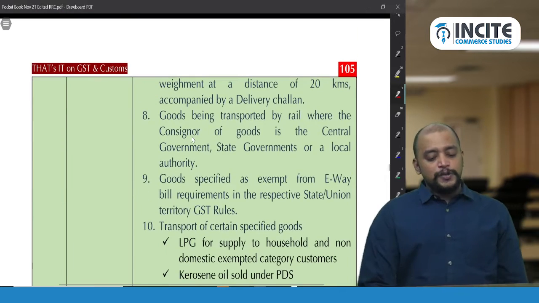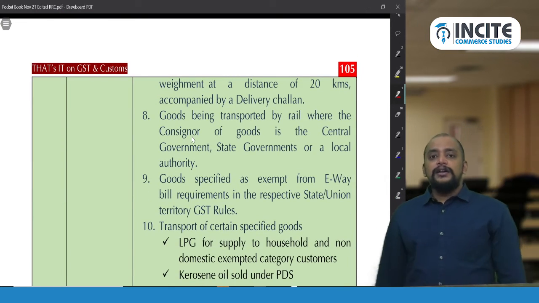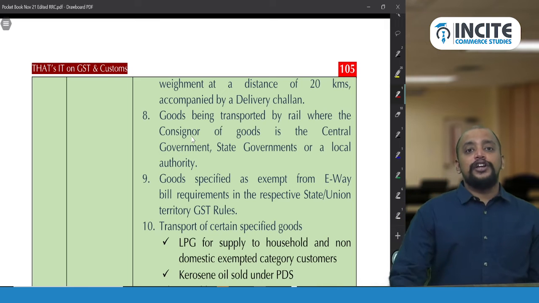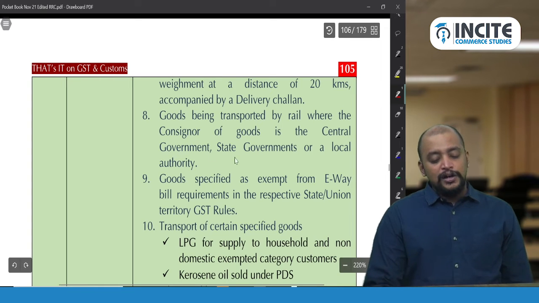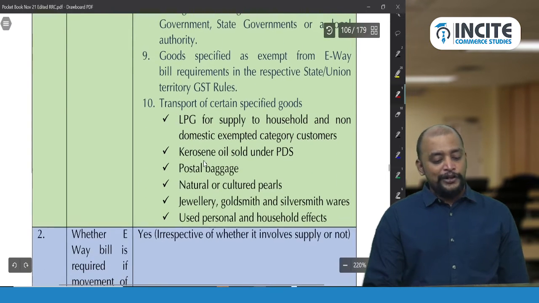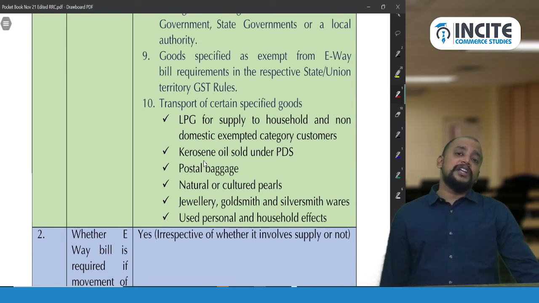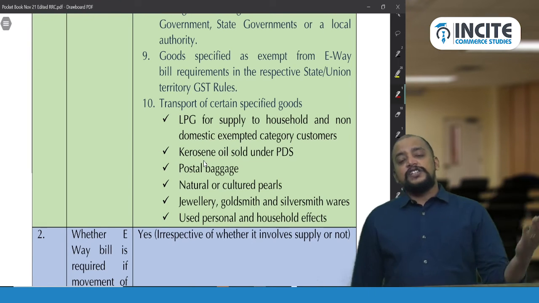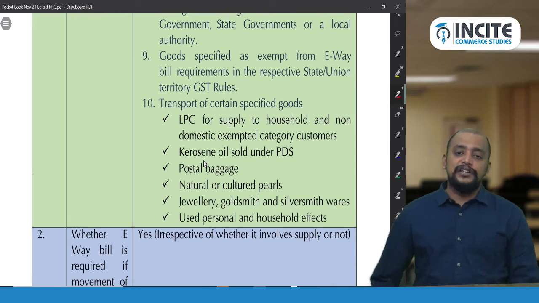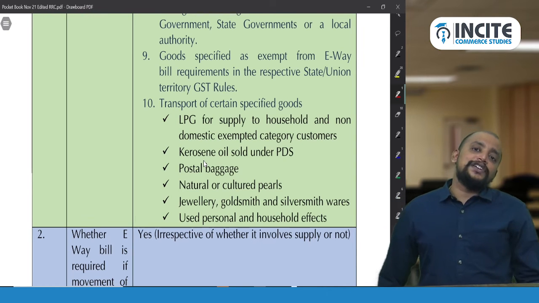Then goods transported by rail, where the goods belong to the central government or state government or local authority, then also e-way bill is not required. And goods specified as exempted from the requirement for e-way bill in the respective states. So state specific conditions also we need to check, and in that case also e-way bill is not required.